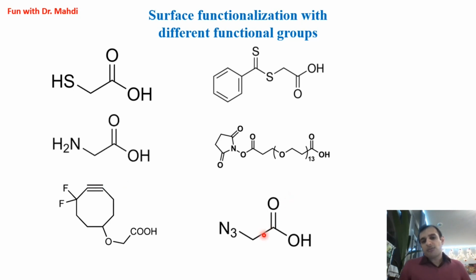Or sometimes we can use this compound. In the structure of this compound, we have carboxylic acid group, and again after esterification reaction, we will have azide on the surface. Now you have azide on the surface, you can do click reaction with cycloalkyne or linear alkyne.